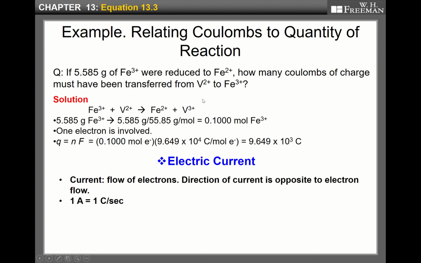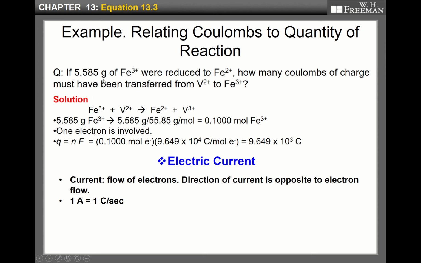And then what is the reaction here? This is the reaction we've just seen a few minutes ago. First we have to know how many electrons are transferred from divalent vanadium to ferric ion. Of course, one electron is involved in this reaction.